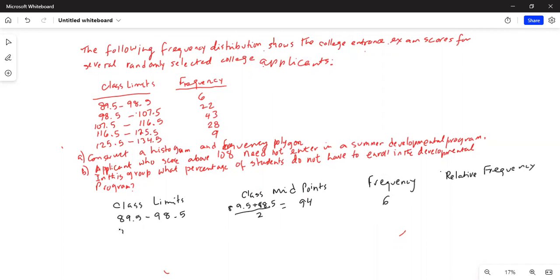Frequency for this class is 6. Then the next class, 98.5 to 107.5. Again, the midpoint for this is 98.5 plus 107.5, the whole thing divided by 2. So 98.5 plus 107.5 equal to 206 divided by 2. And the answer is 103.